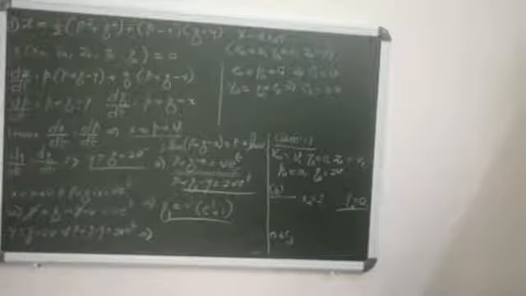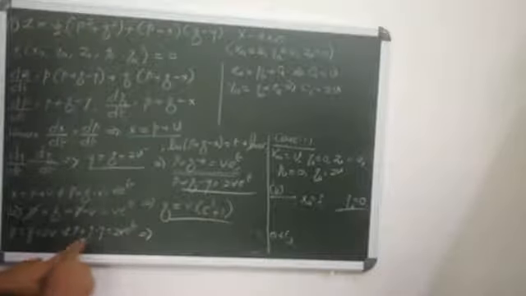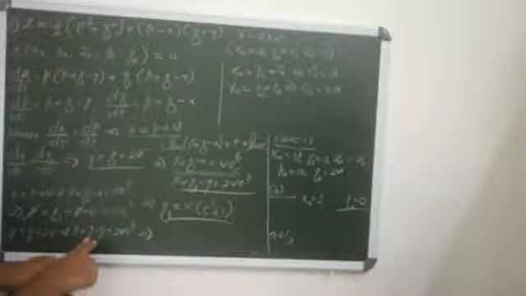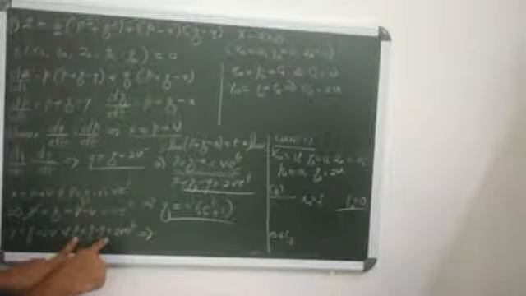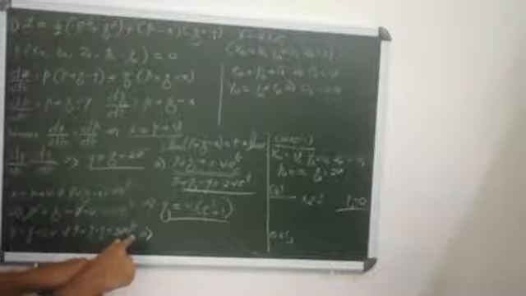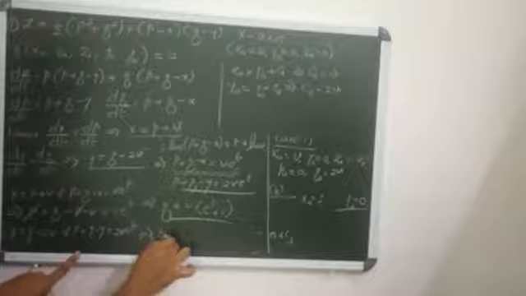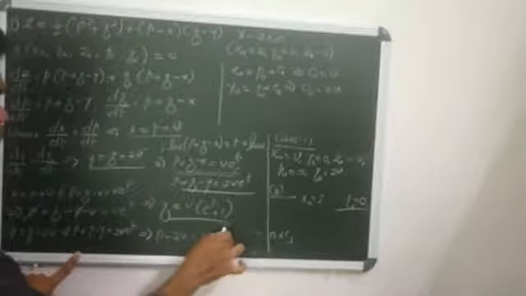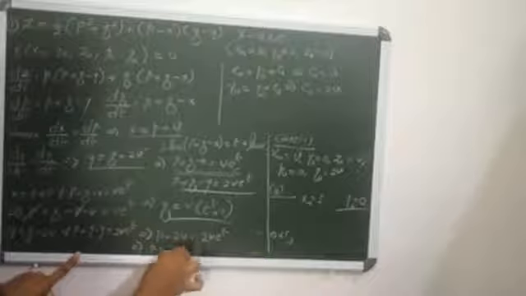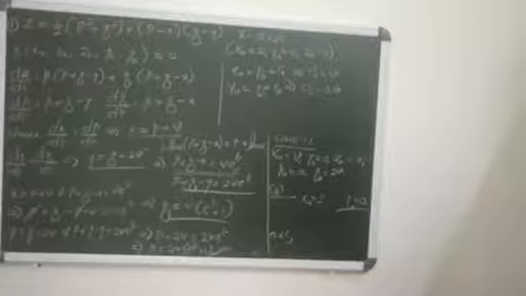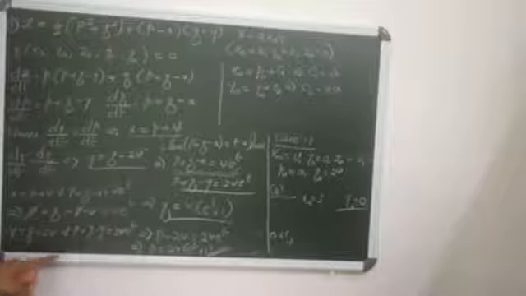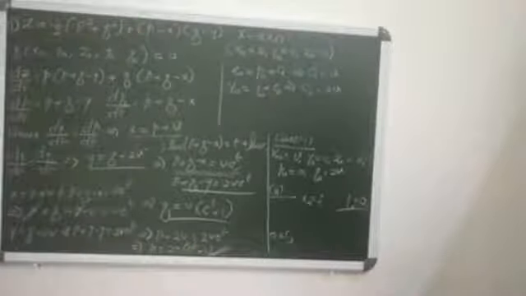Now that is p plus q minus y. Minus y means minus q, so it is p minus 2v. P minus 2v equals 2v into e power t. So what is p? P equals 2v into e power t plus 1. Agree? P equals 2v into e power t minus 1. Okay, 2v into e power t minus 1.